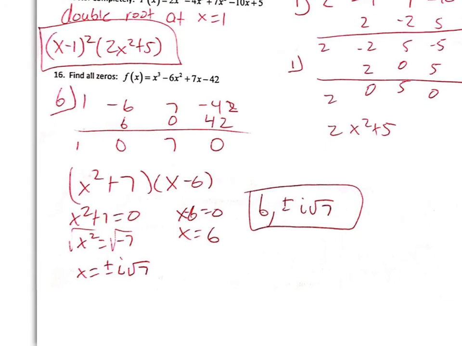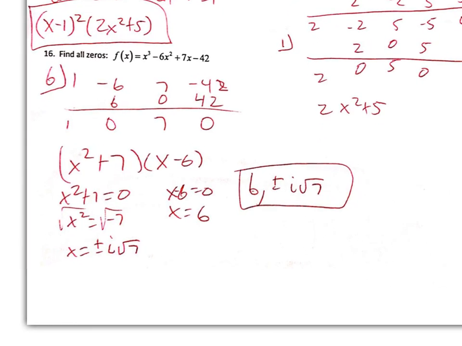And then the last question, number 16, it says find all zeros. I graphed it. I got 6 as my only whole number root. I did synthetic division to that. And at the end of that, I got x squared plus 7. Now this one asks for the zeros, so all of the factors need to be set to 0 and solved. So I got x squared plus 7 equals 0, which means x is plus or minus i root 7. x minus 6 equals 0 means x equals 6. And then I listed all those.